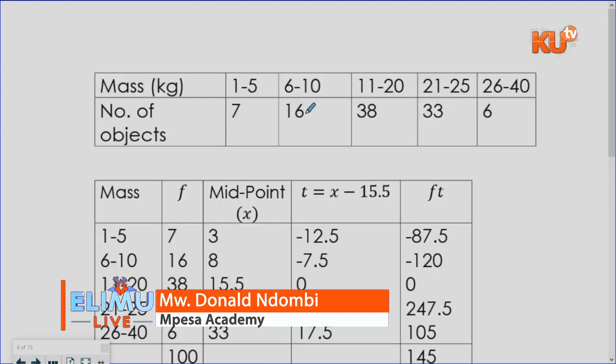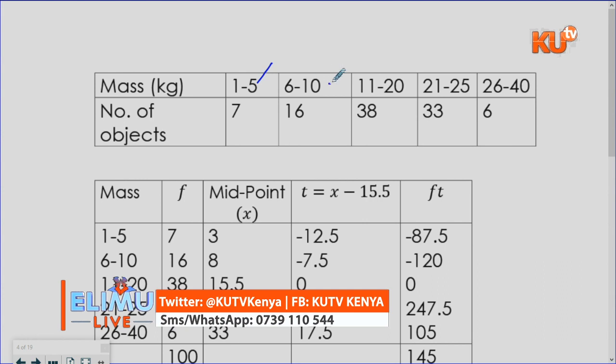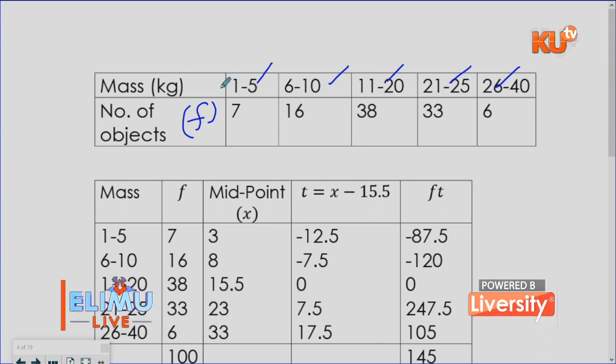So we have the mass that now they are given as grouped data. That is, we have 1 to 5, then we have 6 to 10. So this is what we are calling groups. This is the first group, this is another group, this 11 to 20 another one, this one another group, 26 to 40 another group. Then the number of students or number of objects in this case, this is what we are calling the frequency. So we are saying that 7 objects weigh between 1 to 5 kilograms. 16 objects weigh between 6 to 10, then 38 like that.